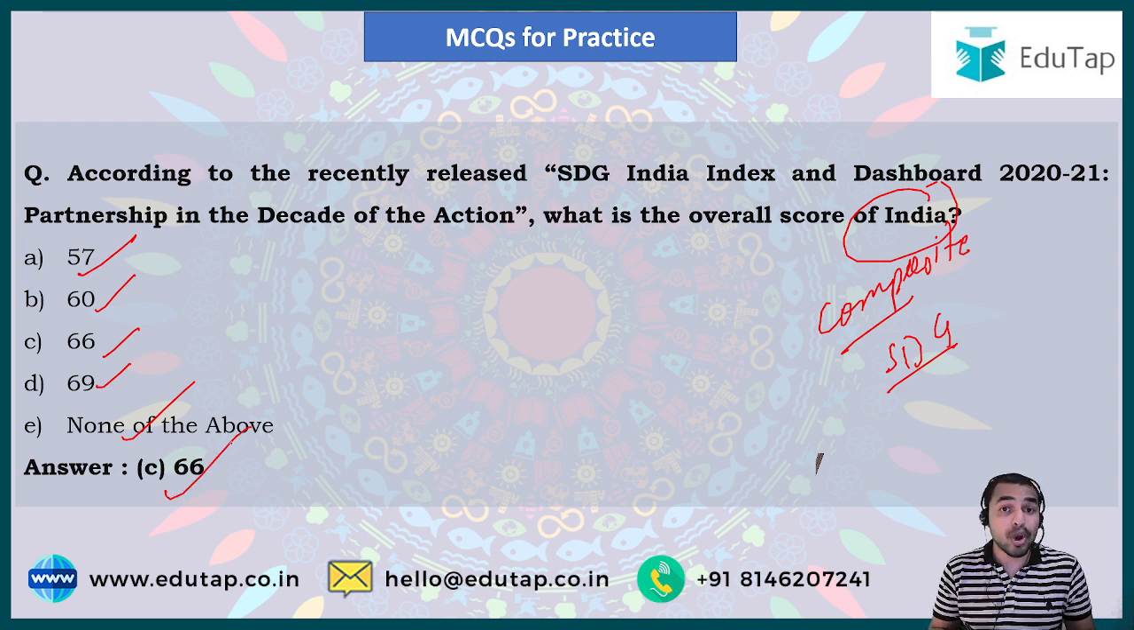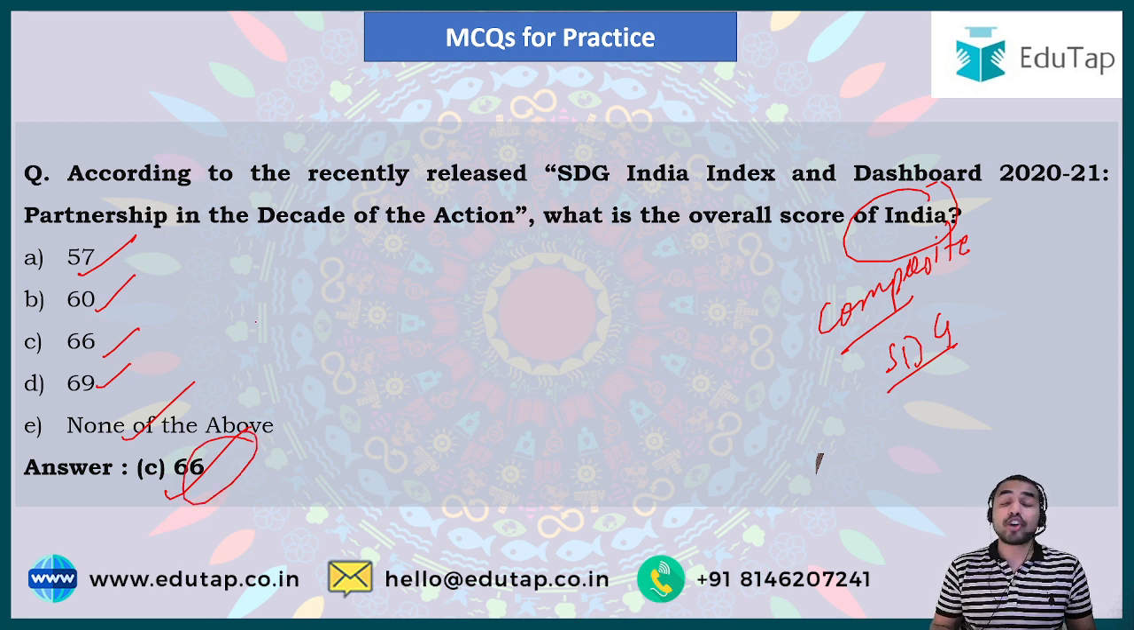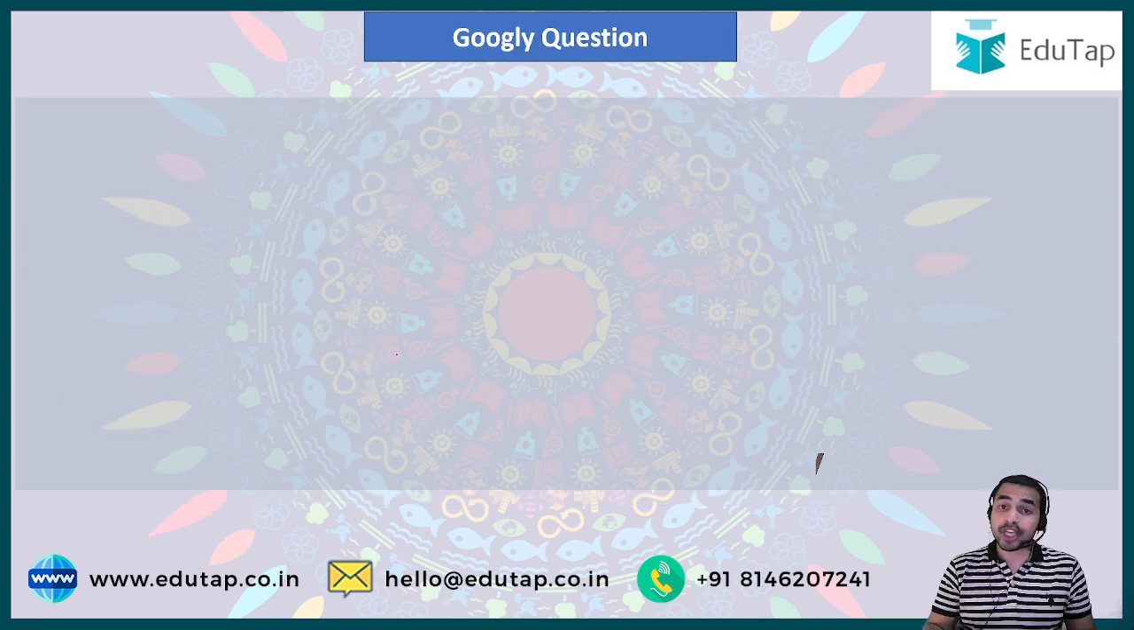As we all know, India's score in the 2020-2021 edition was 66, and if we talk about the score of India in the last edition, then it was 60. So guys, now let's move on to the googly question.